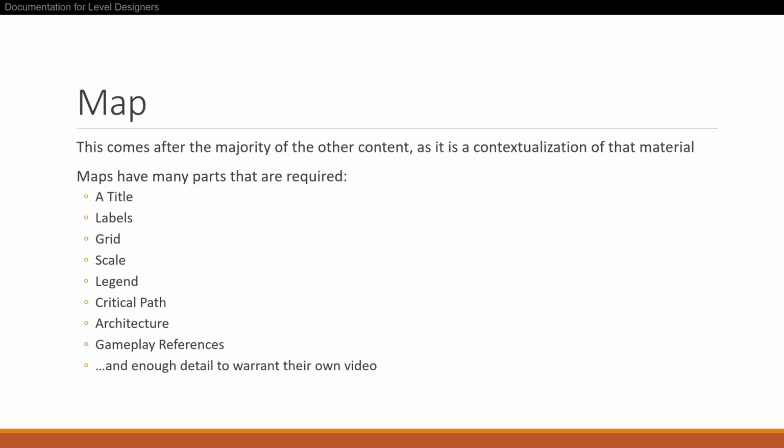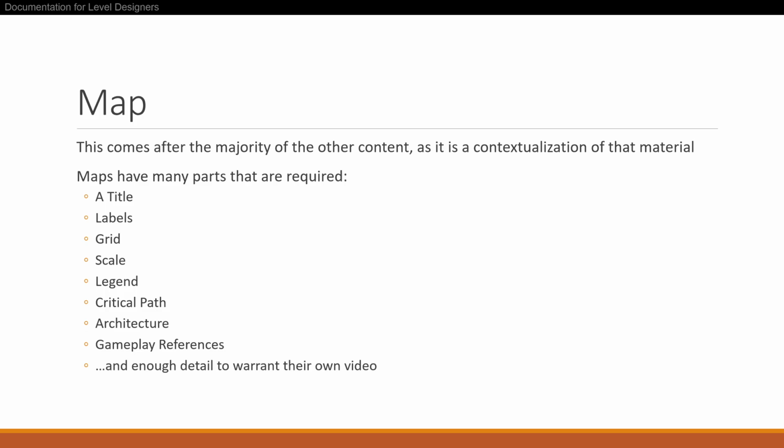a grid allowing for uniform interpretation of size, a scale to allow that size to be attributed to real-world development units that are going to be used by the developer, a legend to help establish a relationship between gameplay components and their placement in the world, a critical path showing where you think the player would go under an ideal circumstance, architecture showing positive and negative space, what's traversable, what's not, what's going to obscure the player's path, and then gameplay references if there's things like checkpoints, spawn points, things like that you'll just add those in, typically attached to the legend, but sometimes you have things that are separate from that.